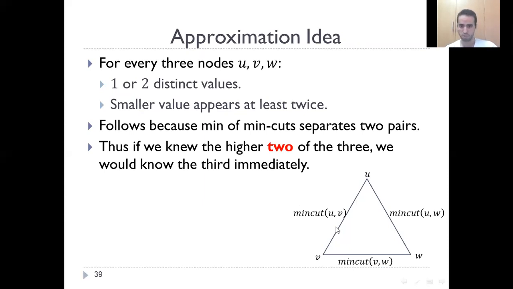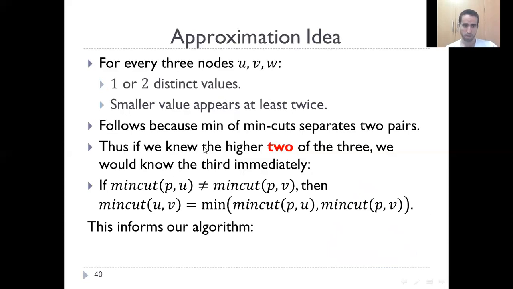So let's say we have U, V, and W, and let's say that the minimum cut between V and W is the minimum out of the 3. And without loss of generality, assume that the minimum cut has the U in the side of V. So it must be that the minimum cut between U and W equals this value, right? These two are the same, and this one can be bigger. So if we knew the lower two of the three, we would also know the third one immediately.